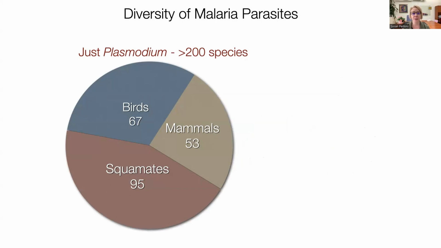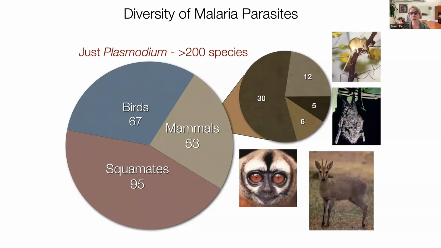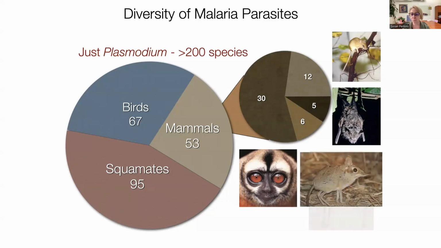So this slide is a little bit old. I know this is probably up to maybe 250 or more, but just within the genus Plasmodium, there were over 200 described species. We have the five or so species that commonly infect humans, but we have a lot of other mammal parasites, including a diversity of parasites in non-human primates, rodent malaria, bat malaria. You'll hear a little bit about those shortly, and then ungulate malarias as well.